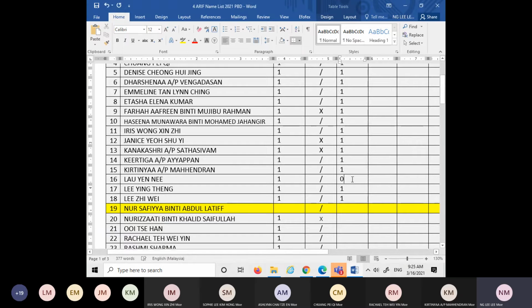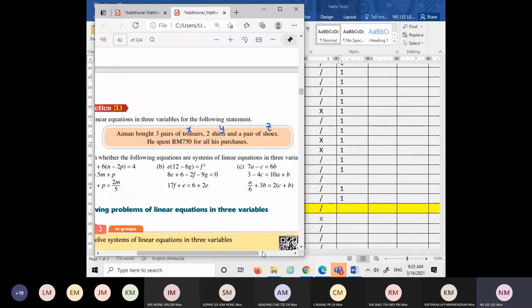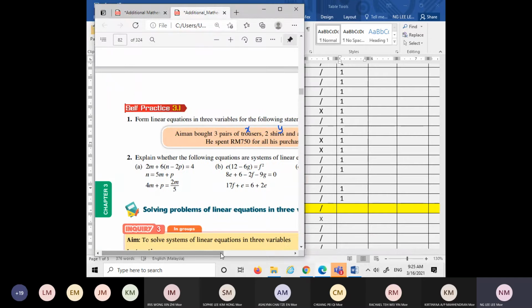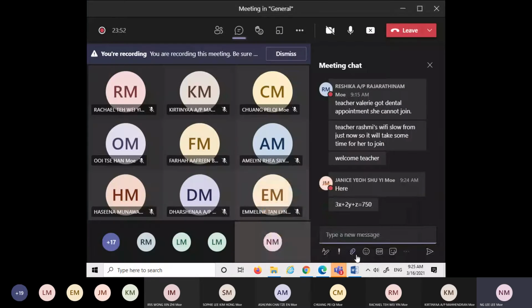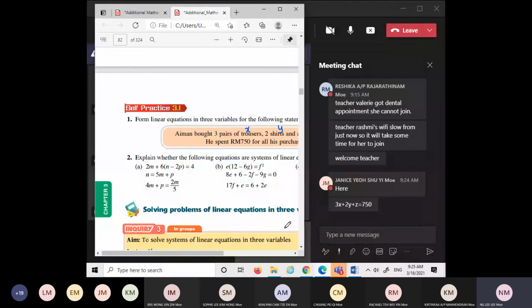And next, Yenny. Yenny, can you answer this? 2a. Okay, explain whether the following equations are a system of linear equations in three variables, like the example just now. First, you have to tell me yes or no. Is it a system? Yes. Okay, so you have to explain because they asked you to explain. So explain like just now.